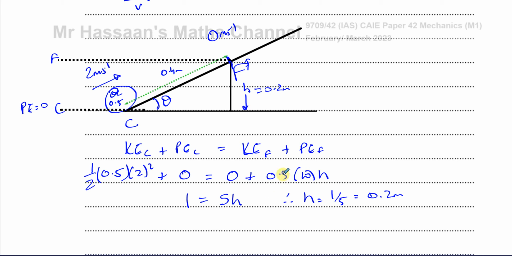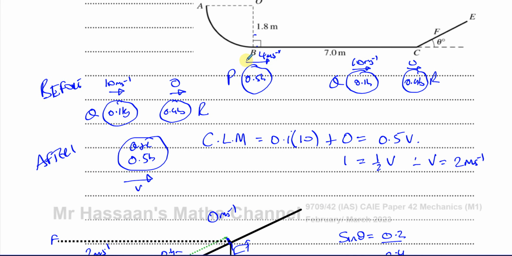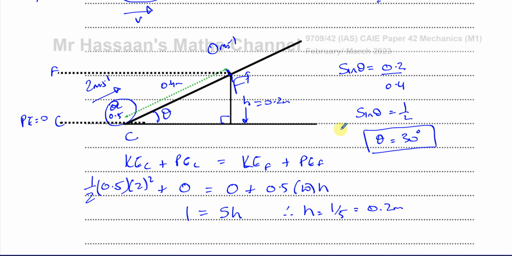All right, and now, because that's 0.2 meters, and this is a right angle because it's vertically high, we can say that the sine of this angle theta is equal to the opposite, 0.2, over the hypotenuse, 0.4. So the sine of theta is equal to a half, and we know that inverse sine of a half will give us 30 degrees. You can use a calculator, but you should know that anyway. So we have found the angle theta, and that was part B of this question. So part B is done now.